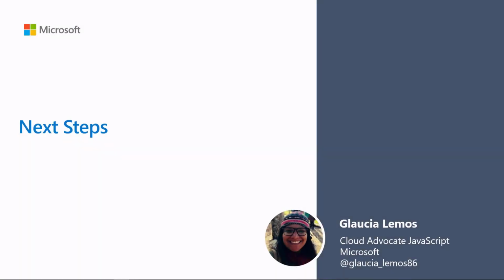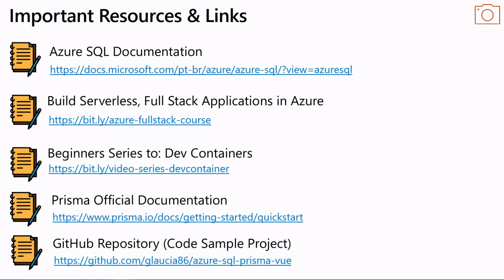In this final module, as I already said in the beginning, I will show you what the next steps are regarding knowledge about Azure SQL and Prisma. So here you will find the main, important resources and links. If you want to know a little bit more about, for example, Azure SQL, we have the Prisma official documentation and the Azure SQL documentation. But I highly recommend all of you to do these two courses here.